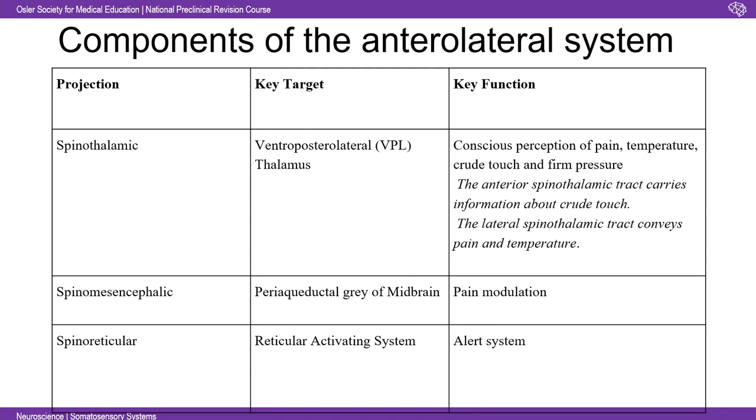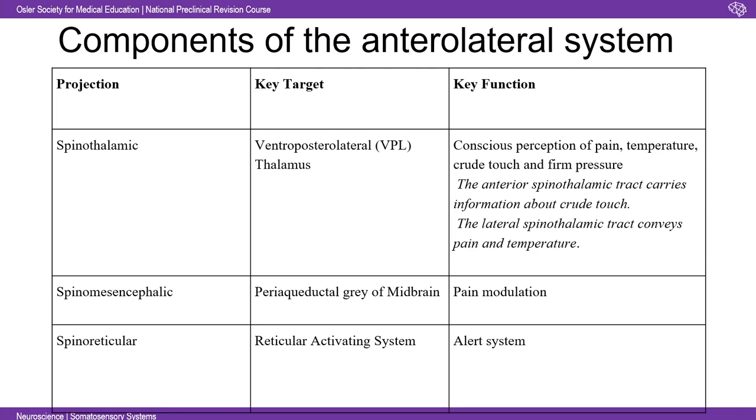So the anterolateral system isn't just the spinothalamic projection. It's definitely the most important and the one you will study the most, but it's just important to remember that there are a few others. So just to recap, the spinothalamic projection goes to the ventroposterolateral or VPL thalamus, and that's involved in your conscious perception of pain, temperature, crude touch, and firm pressure. It's split, if you're interested, into two. The anterior part carries crude touch, whereas the lateral part carries pain and temperature. But it's not just that.